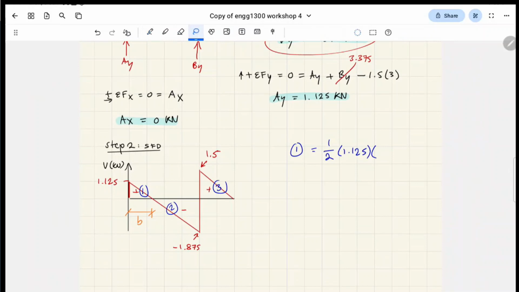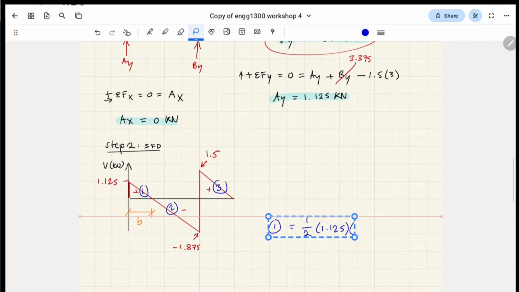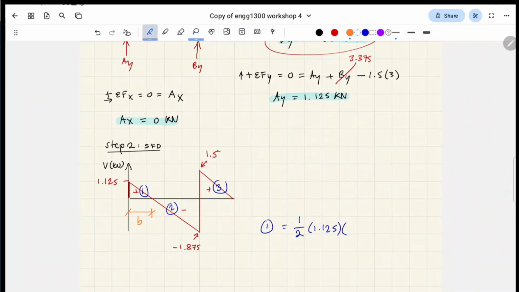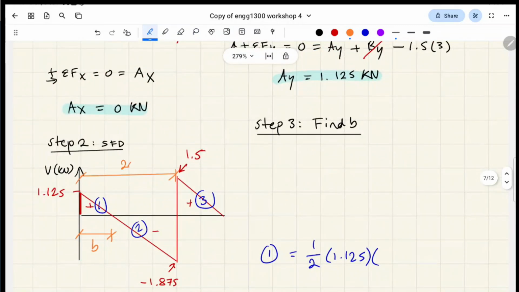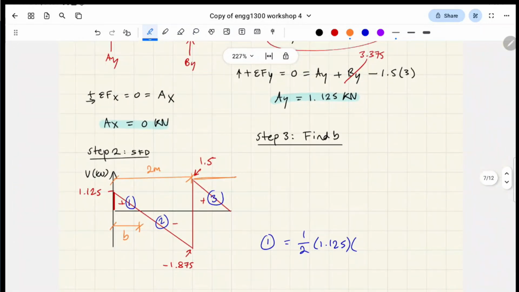Sorry if you're copying this down in a physical notebook, I'm going to move this quickly. I'm going to move it down because here I've assigned some space to find b. So basically, this entire distance here is 2 meters, and that distance there is 1 meter. Here's how you find b, because we have 2 triangles here.